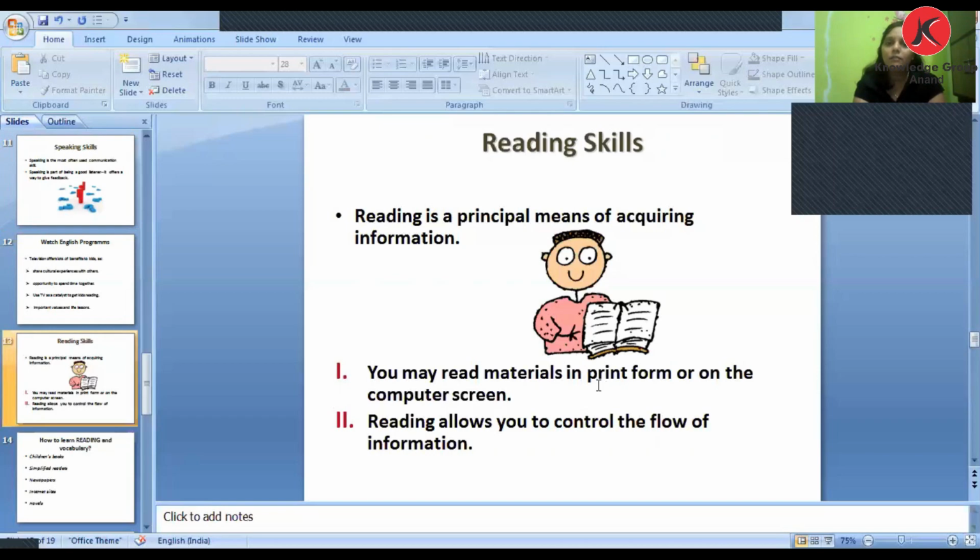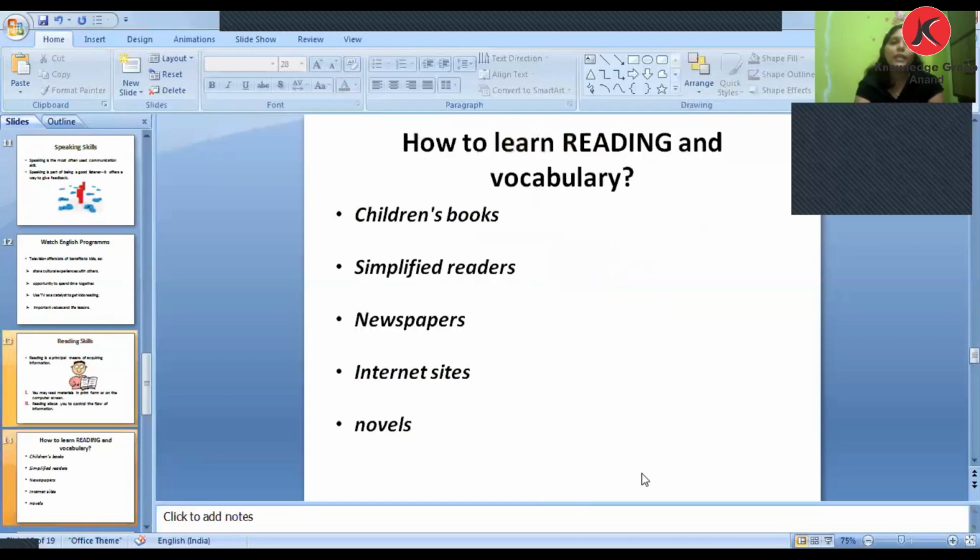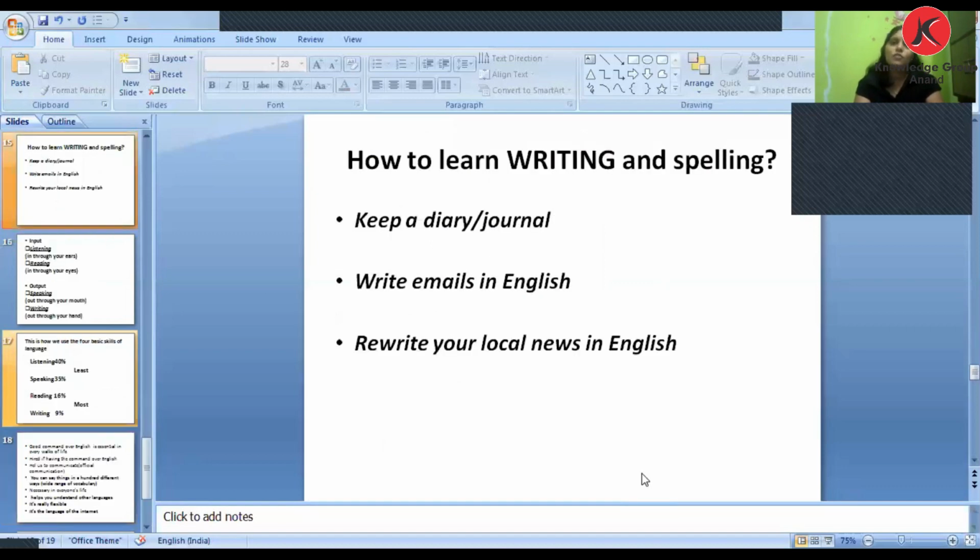Now I will use read print forms and computer screens. Reading allows you to control the flow of information. Now, so you get so many information. How will you have the habit of reading and have the vocabulary? You can read the children's books, simplified readers, newspaper, internet site, novels, stories. Right? There are so many things.